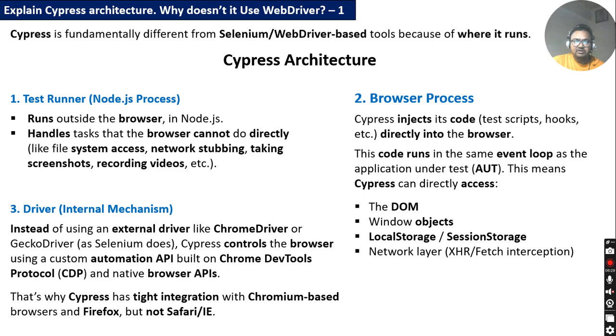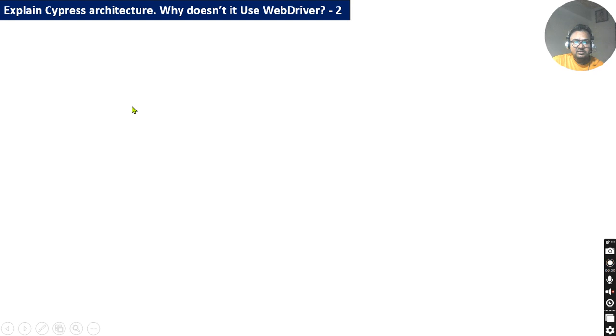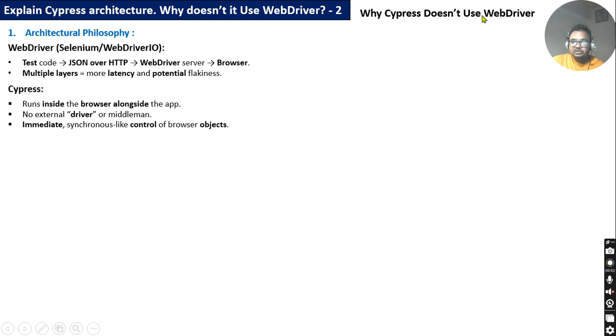Okay, but now another thing is, why does it not use WebDriver? Okay, that we know, right? Because Cypress controls the browser using custom APIs built on CDP and the native browser APIs. That is one of the reasons it does not use the WebDriver. But let's see in detail, and I will keep this answer in the next slide as well. So why does Cypress not use the WebDriver?